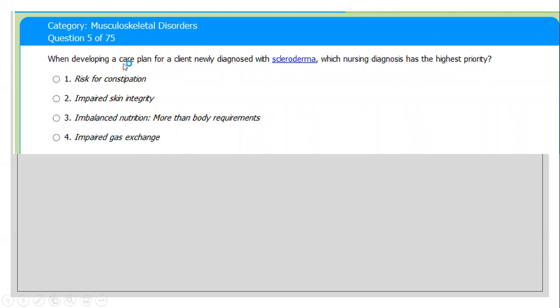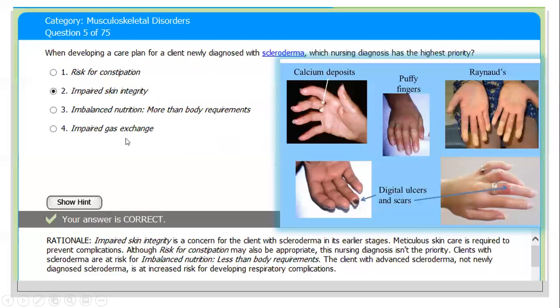When receiving a care plan for a client newly diagnosed with scleroderma, which nursing diagnosis has the highest priority? Scleroderma is a group of diseases that cause the hardening and tightening of the skin and connective tissue, and it occurs due to overproduction of the protein called collagen in the skin tissues. Number one, risk for constipation. Number two, impaired skin integrity. Number three, imbalanced nutrition more than body requirements. Number four, impaired gas exchange. The right answer is impaired skin integrity.